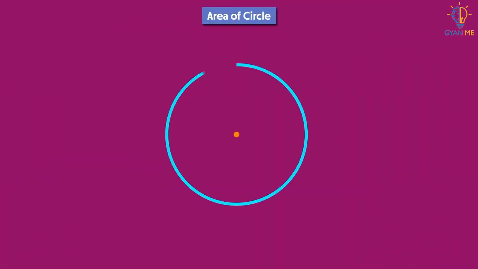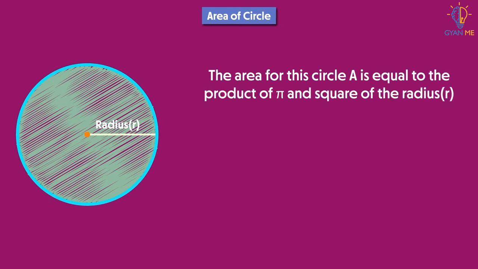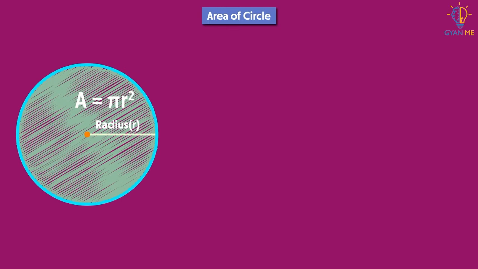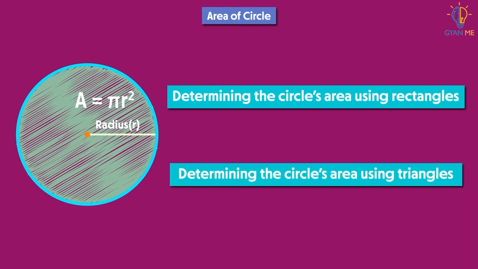So let us derive the formula for area of the circle. For that, take a circle with radius r. Then, as you know, the area of the circle A is equal to the product of pi and square of the radius. That is, A is equal to pi r square, where pi is equal to 22 upon 7 or 3.14 and r is the radius. Area of circle can be visualized and proved using two methods, namely, first, determining the circle's area using rectangles, and second, determining the circle's area using triangles. Let us understand both the methods one by one.